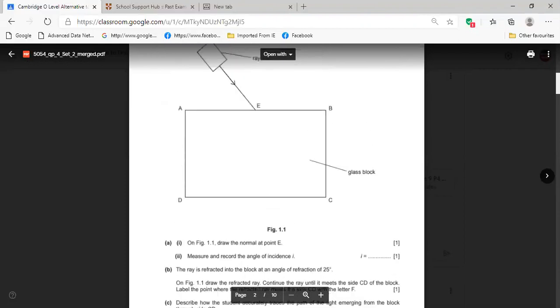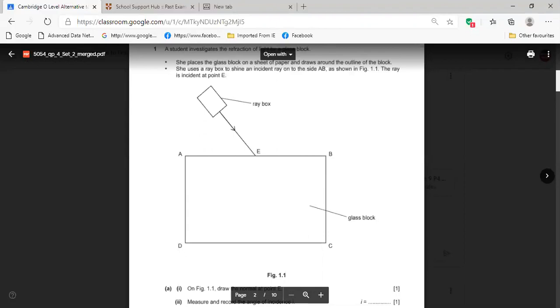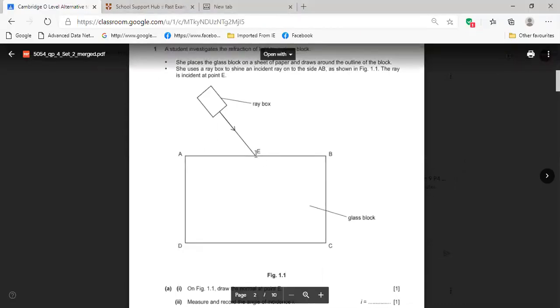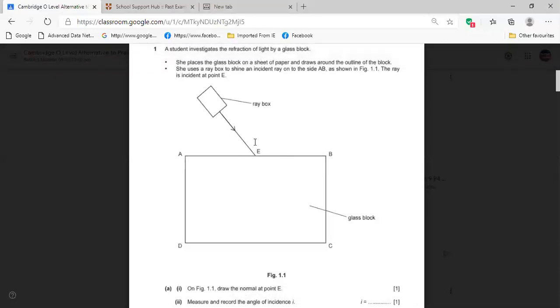So what you have to do with your pencil and your ruler, you have to draw one straight vertical line. That is perpendicular, it will be perpendicular with AB, right? 90 degrees with this surface. So draw it. All of you draw it quickly.